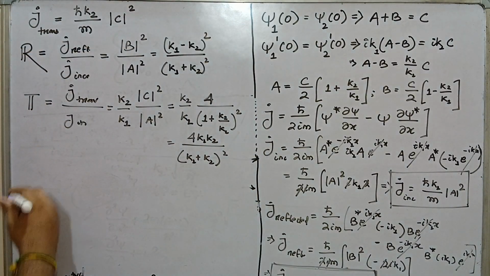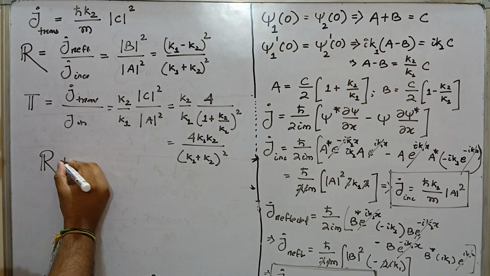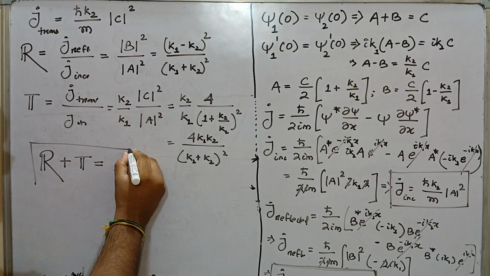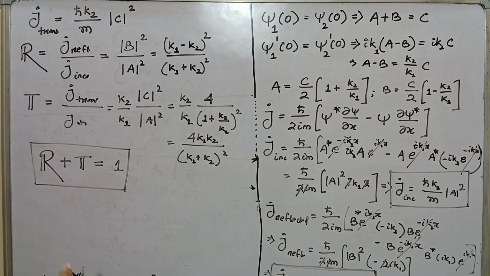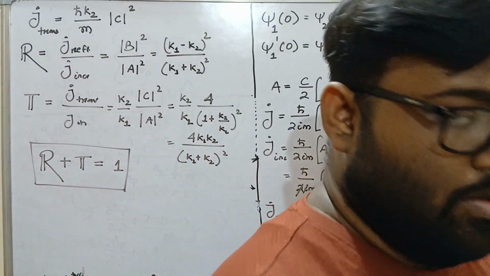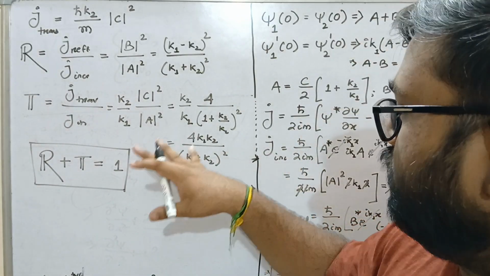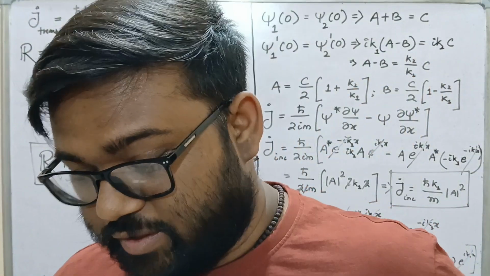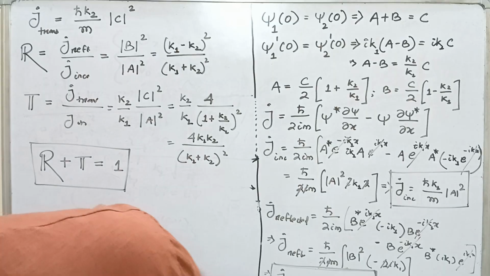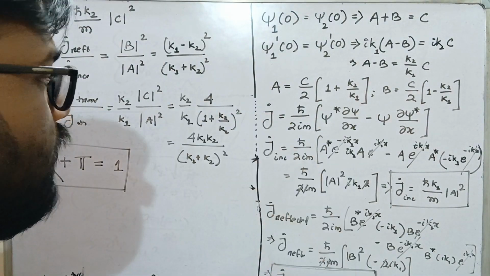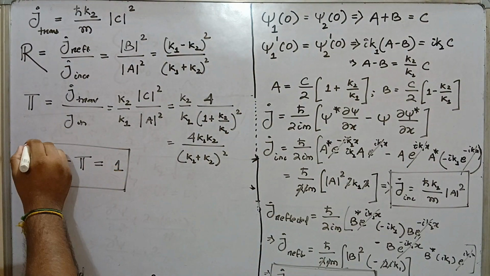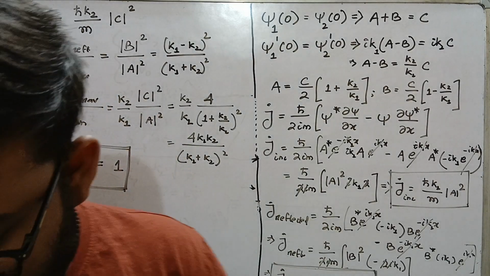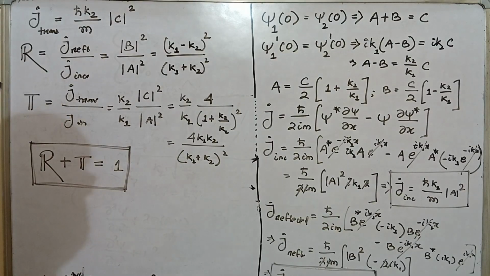There is a relation between these two. What is it? R plus T is equal to 1. This is the formula. This is very easy, very simple. Nothing to worry about or think about. Now, what is the problematic part in this? Not the problematic part, but the exciting part here. What is the exciting part here? We can write these formulas in a very different way.